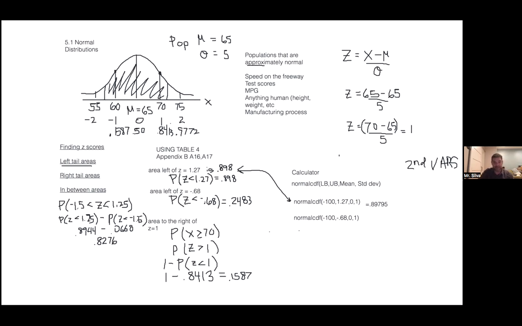Now, here's the cool thing. I could have done it all on the calculator. And there's a picture of it right there. Normal CDF, lower bound. I like in between areas. The calculator is really dandy to use. Negative 1.5. Go up to positive 1.25. The mean, excuse me, is 0. Standard deviation is 1.